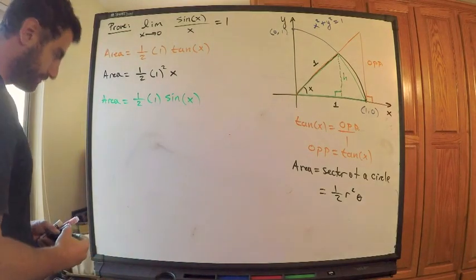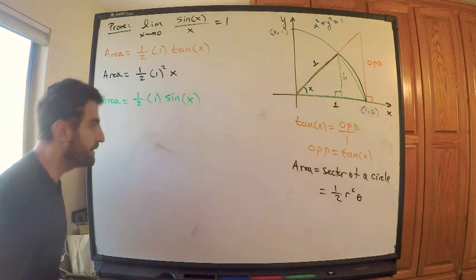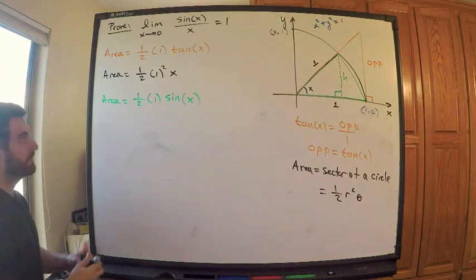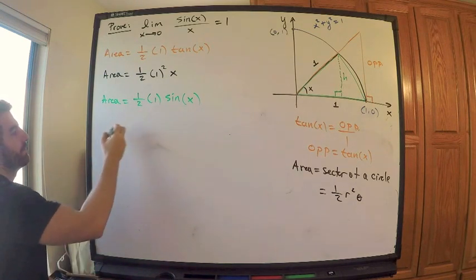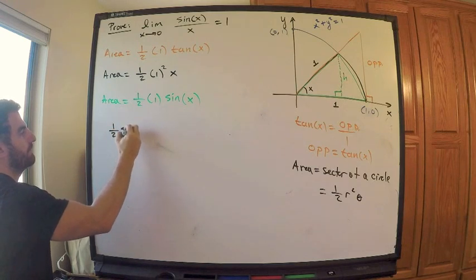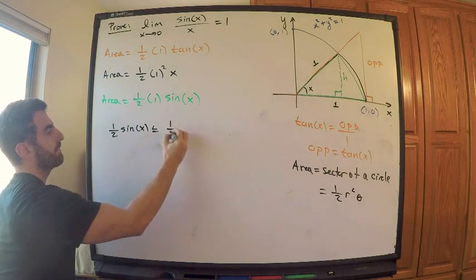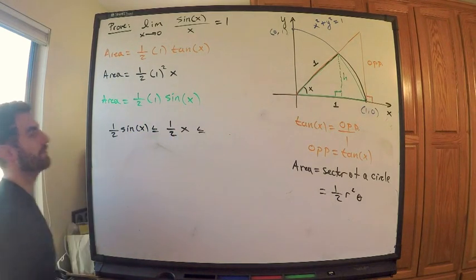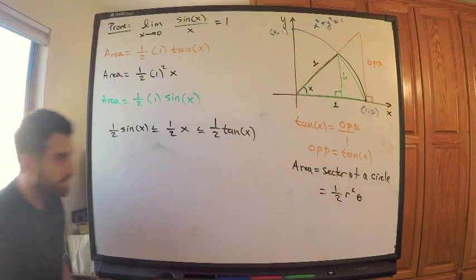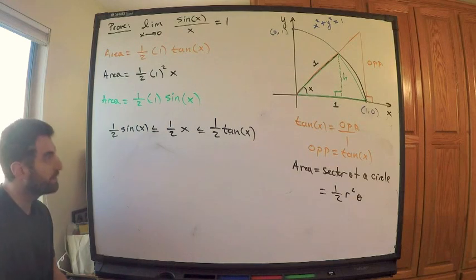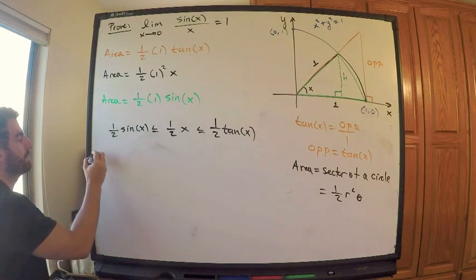This is looking good. Let's do a comparison with the areas of these triangles. From the picture, we can see that the smallest one is the green. So 1/2 sine of x is less than or equal to the black, 1/2 x, which is less than or equal to the orange, 1/2 tangent x. This seemingly gives me nothing, but now I will multiply everything by 2 and divide everything by sine of x.